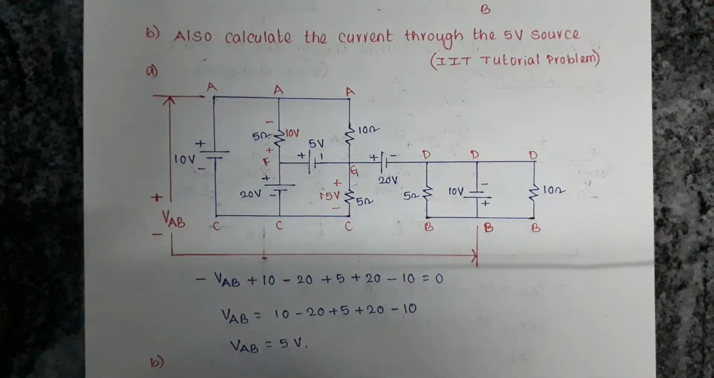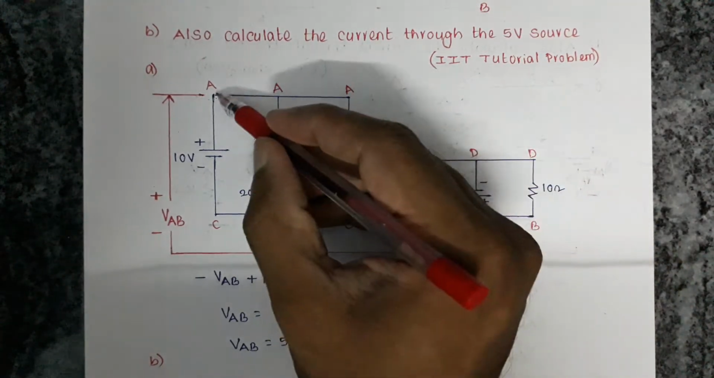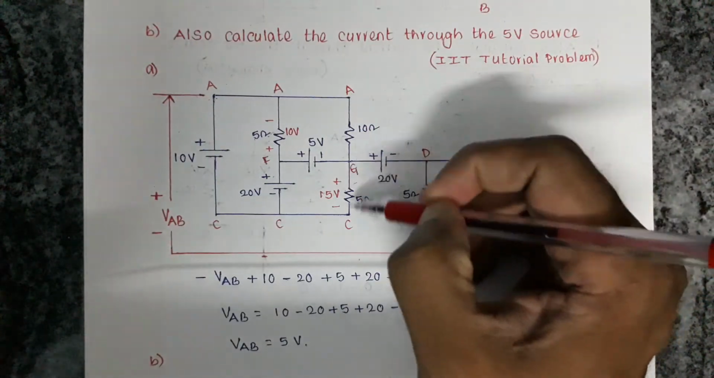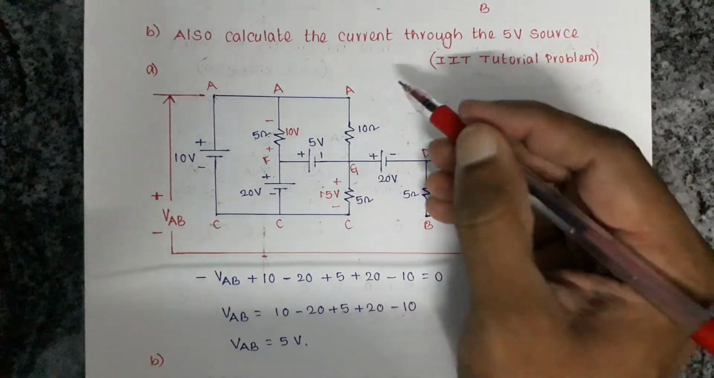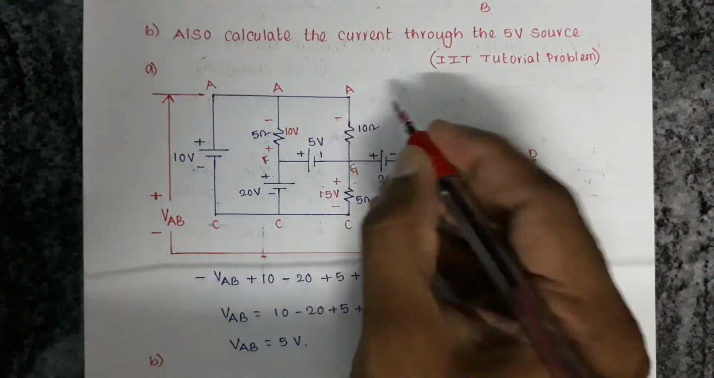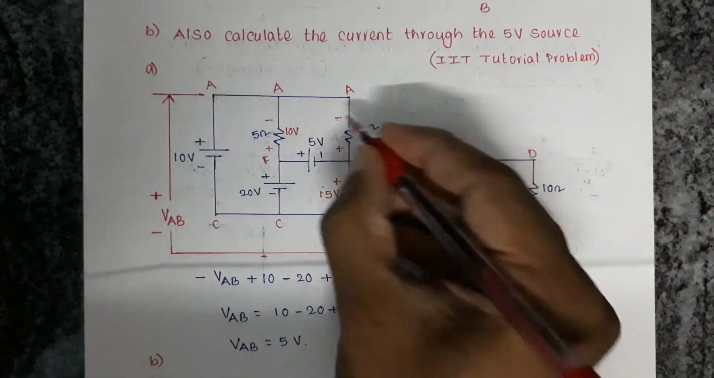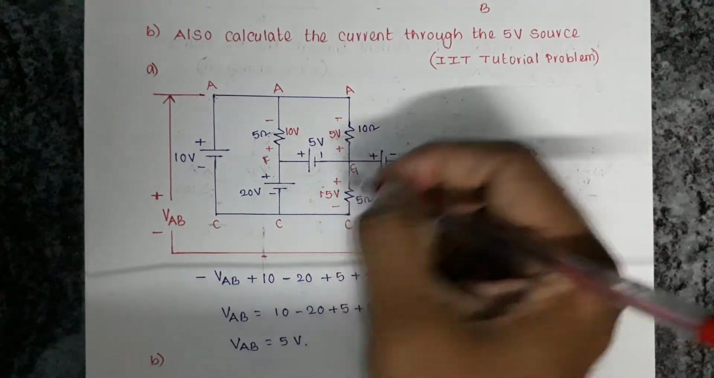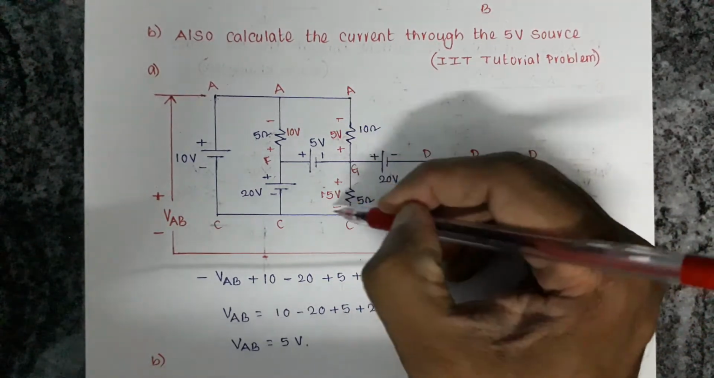So again, from A to C the voltage should be 10. From G to C, 15 volts is already there. Now we have to subtract 5, meaning taking minus here, so taking plus here and taking 5 volts here. Now the voltage from A to C is 10 volts.